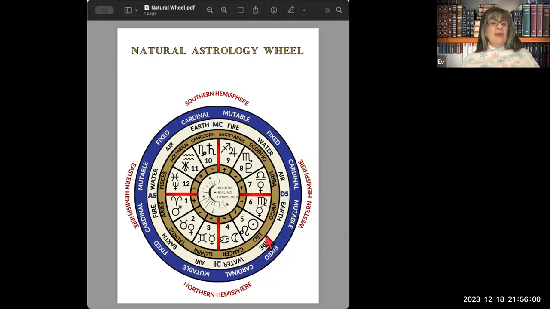So we're going to now next go into the natal chart, and we're going to compare everything that we learned. We're going to look at aspects next.